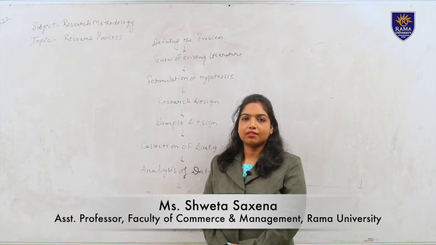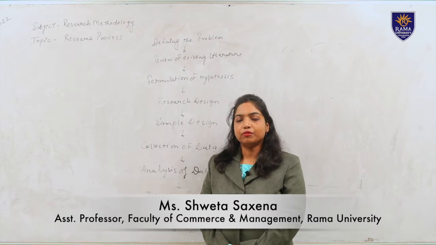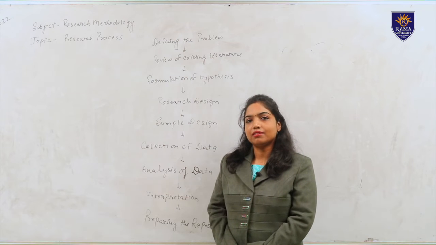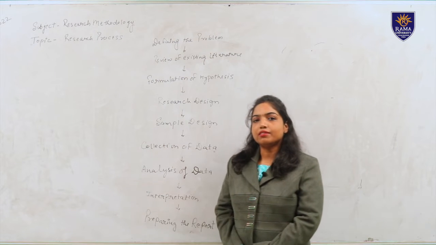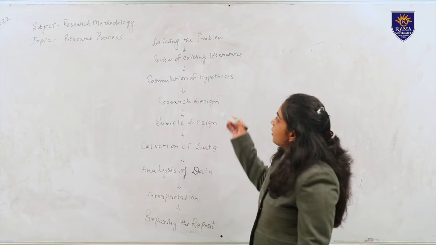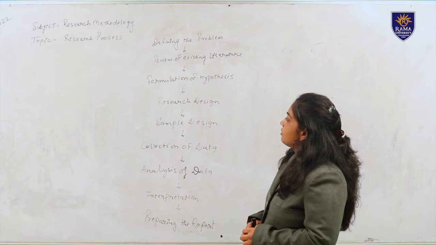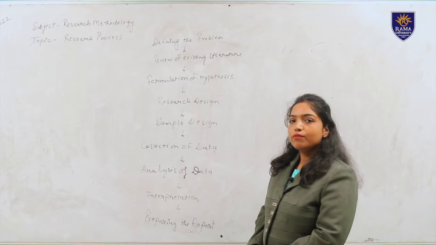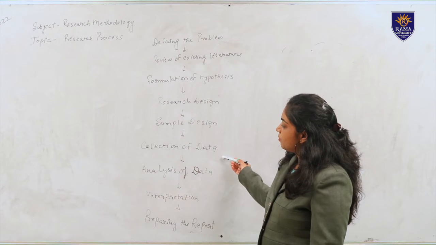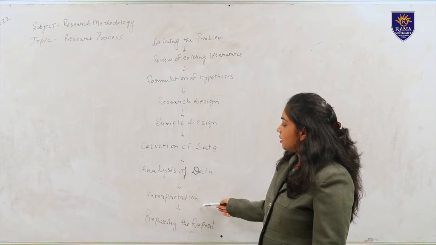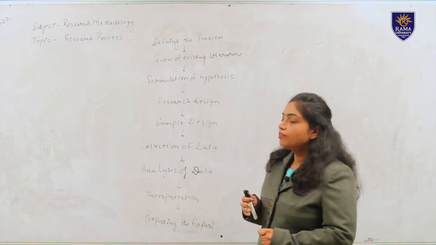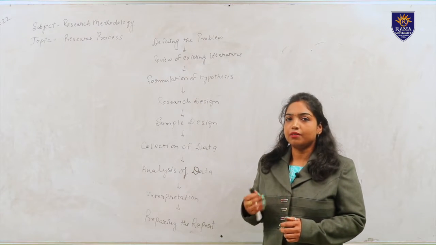My name is Shweta Saxena, and today I am going to give you a video lecture on research methodology, and the topic is research process. There are various steps involved in the research process, and these steps are: defining the problem, review of existing literature, formulation of hypothesis, research design, sample design, collection of data, analysis of data, and interpretation and preparing of the report. Now we will discuss these steps one by one.